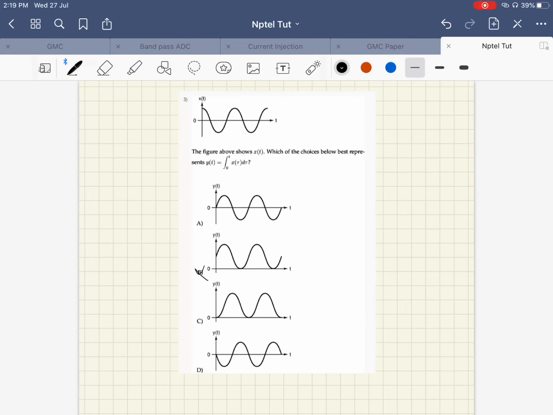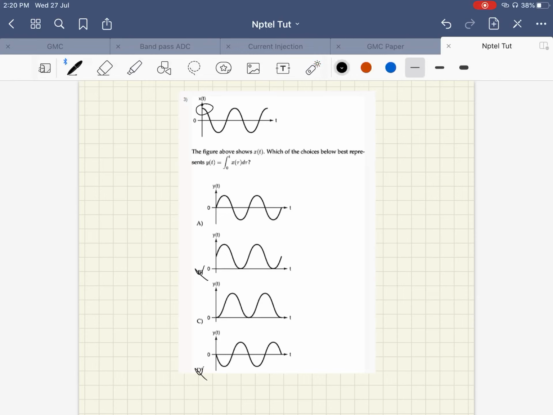In the other option, since x of t is the derivative of the integral waveform, and in the first segment the derivative is positive, so the integral waveform must increase. Now let's see, out of A, C, and D, only A and C are increasing at the start. D is decreasing. So D cannot be the right answer.